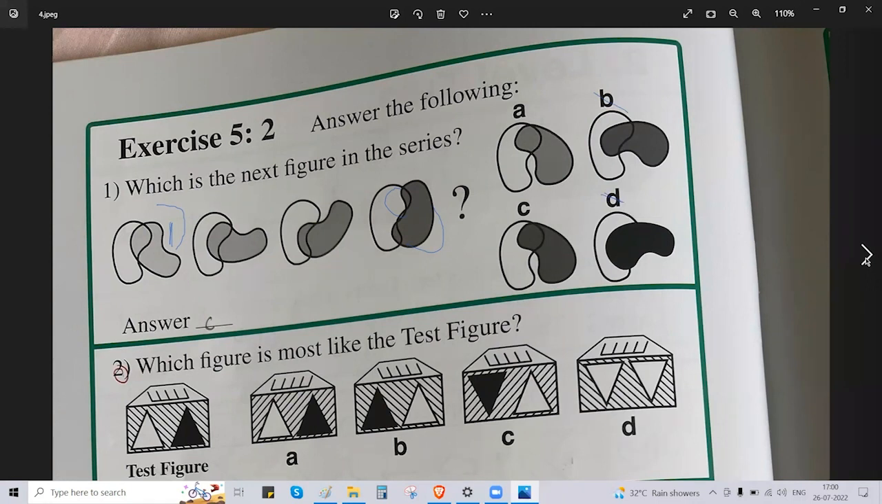It's not A because we also have to pay attention to the shading. There are different tones of gray, and it gets darker each time. So next would be C. So C is the answer. Exactly. That was a good explanation.